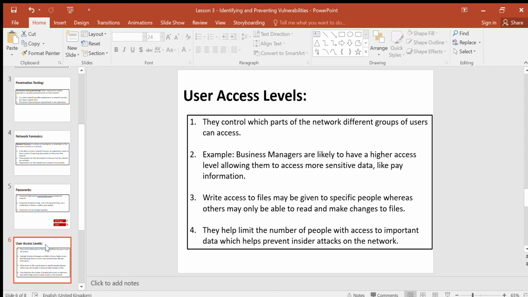User access levels, again, we've talked about these a lot already, where you are determining which users can access which parts of the network. So if you take the school example, staff can access the staff shared area and student shared, whereas students can only access the student shared area. What you're trying to do there is limit the potential for any damage. You can take that one step further by only giving read access to a file, only giving them write access if it's necessary.